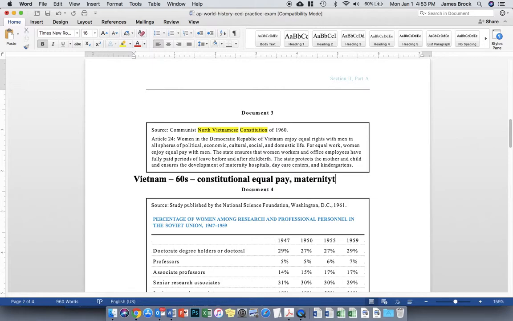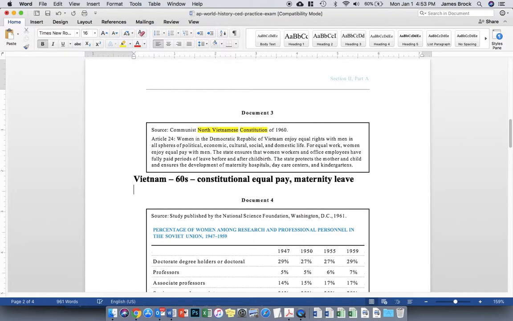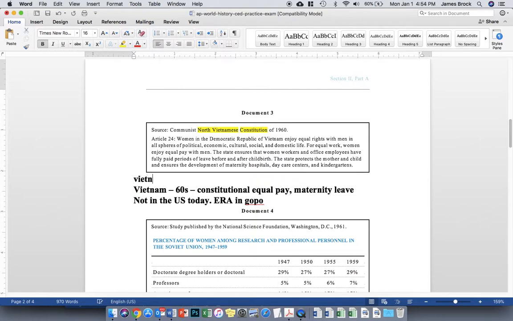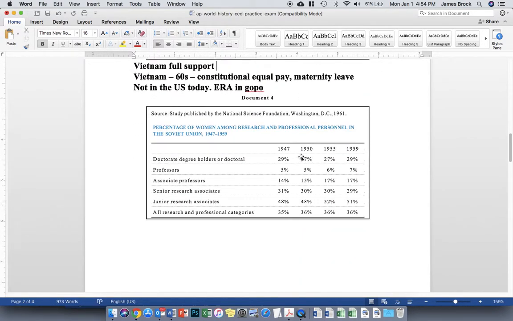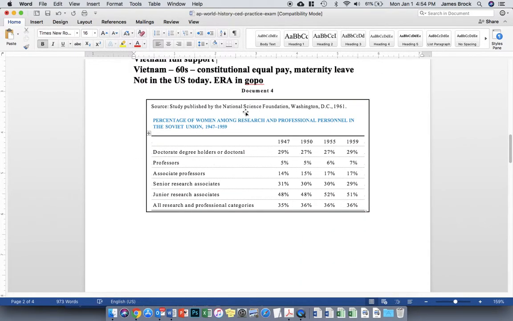Maternity leave. It's not in the U.S. today. I can talk about the ERA that I learned about in GoPo. This is really good stuff. So here it's full support. Vietnam, full support. Very interesting.